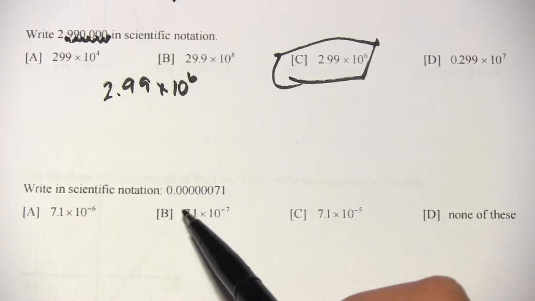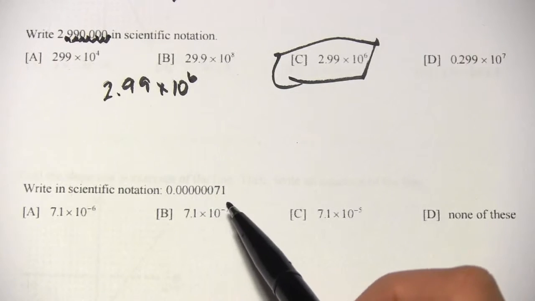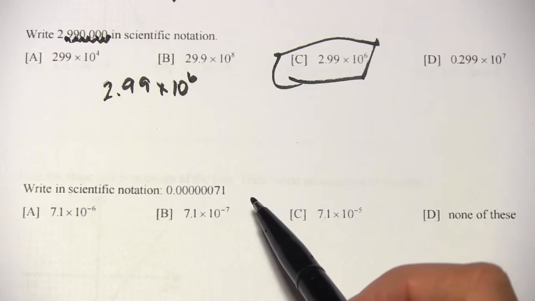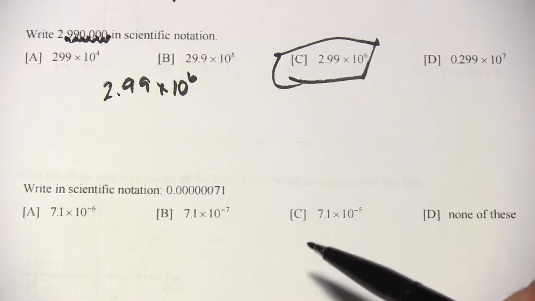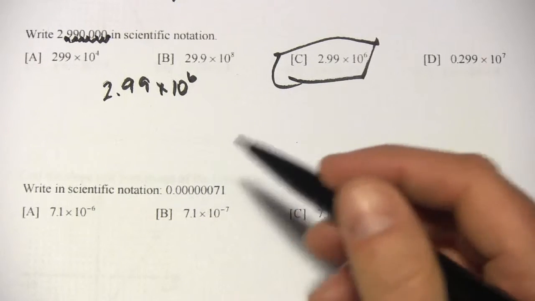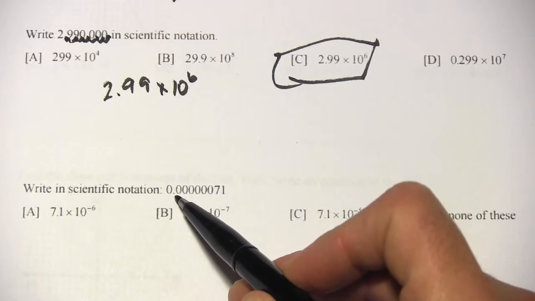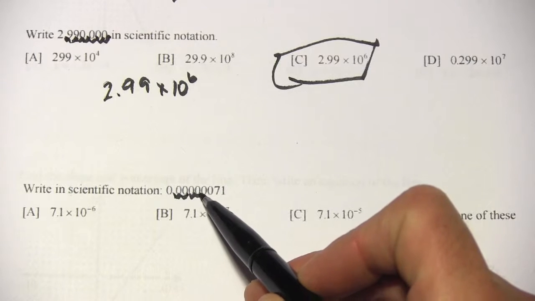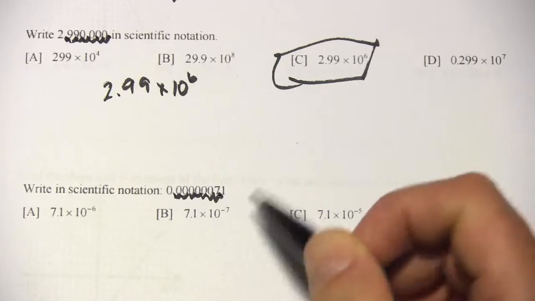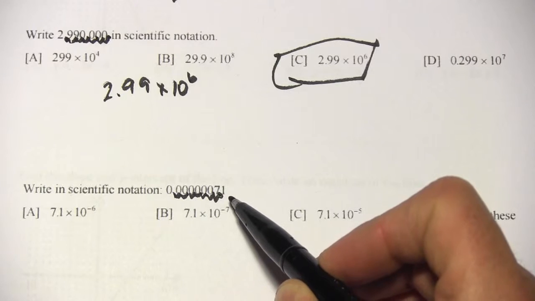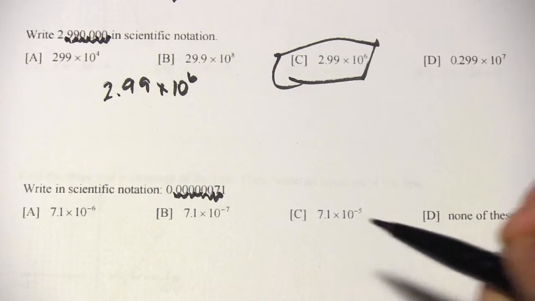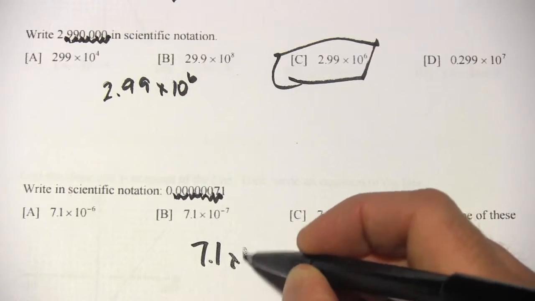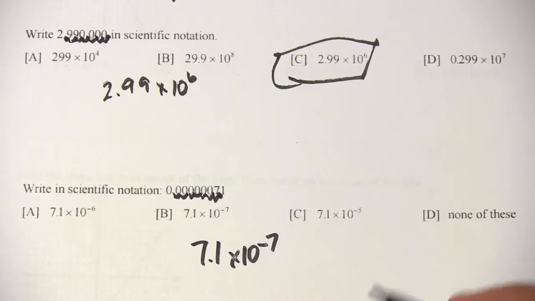Now this is a little bit different. It's going the other way. We've got a really, really small number. So instead of moving our decimal point over to the left, we're going to move it to the right. And when we do that, the powers of 10 are negative. But otherwise, we do it in pretty much the same way. Let's go ahead and move this. 1, 2, 3, 4, 5, 6, 7. And I stop here. I've got 7.1 now. That's what I want, one digit to the left of the decimal point. I moved it 7 spaces, so this is 7.1 times 10 to the negative 7.